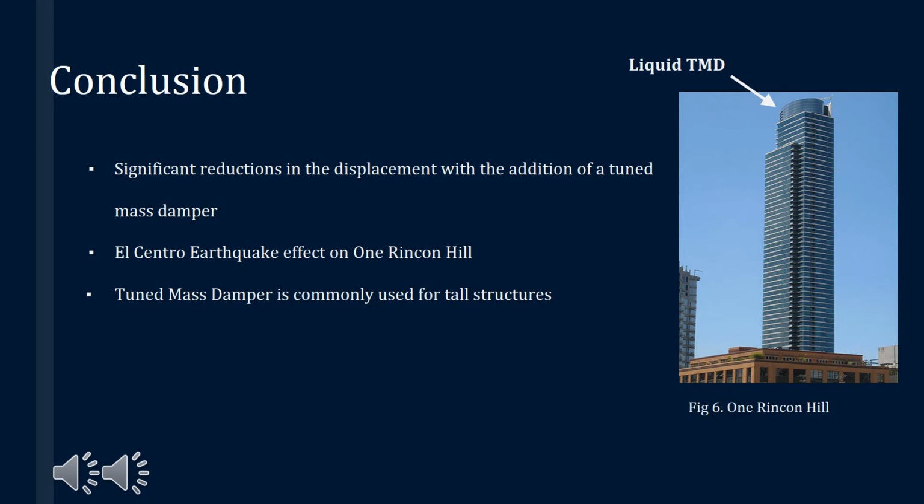Given our analysis in choosing the optimum parameters for the One Rincon Hill Tower in San Francisco, California, we can see that if the same El Centro earthquake were to happen again, the One Rincon Hill Tower would experience a significant reduction in the displacement thanks to the addition of the two 54,000 gallon tuned liquid damper tanks at the top of the building.